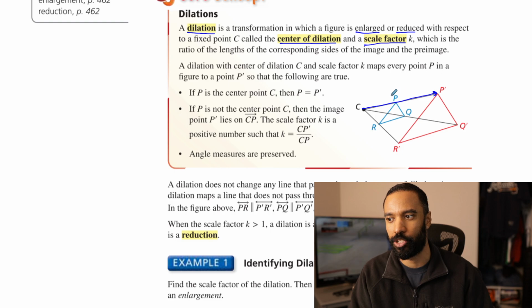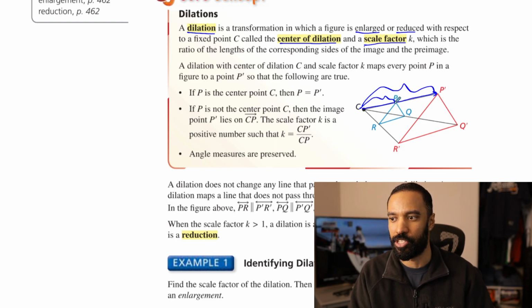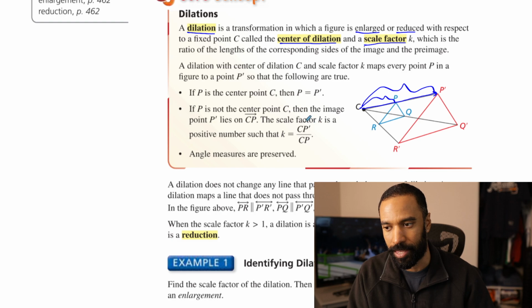And there's a scale factor as well. How many times bigger is CP prime than CP? You divide this by that to figure it out, like 4 divided by 2 is 2, things like that.